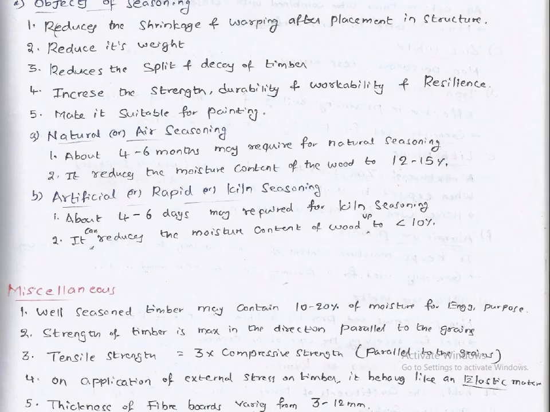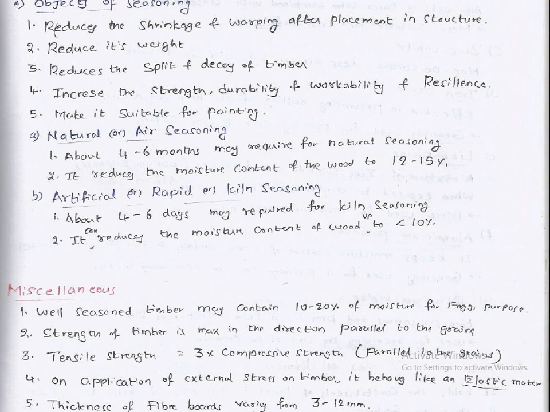Natural or air seasoning: about 4 to 6 months may be required. It reduces the moisture content of the wood to 12 to 15%. Artificial, rapid or kiln seasoning: about 4 to 6 days may be required. It can reduce the moisture content of wood to less than 10%. These were the objectives of seasoning timber.